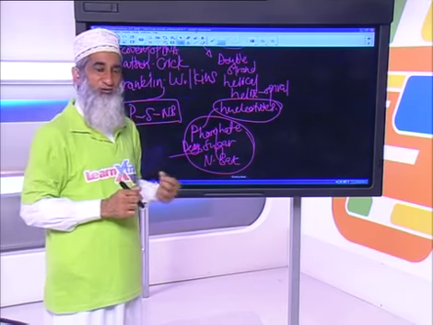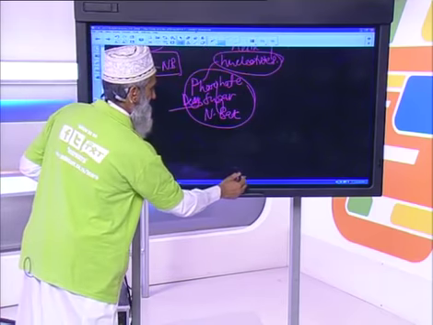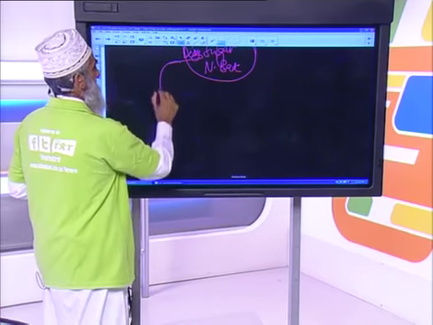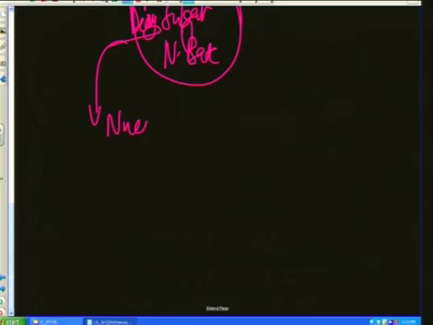Where is this DNA found? This DNA is found in the nucleus. Where exactly? In the nucleus we find chromosomes.